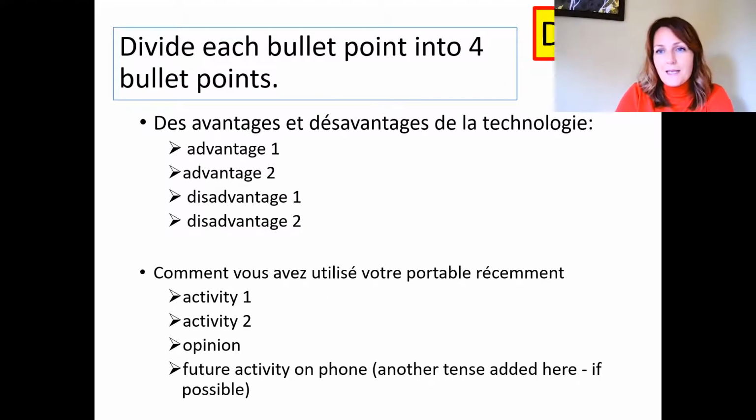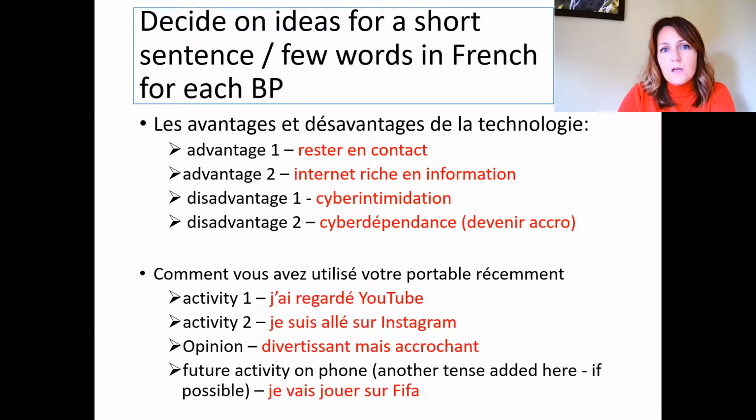So next, the D of the DIFOOP. You divide the bullet point up into 4 individual bullet points. Here we go. The first one, advantages and disadvantages, we've divided up into advantage 1, advantage 2, disadvantage 1, disadvantage 2. And then the second bullet point was how you used it recently. So 2 activities, an opinion, and maybe a future activity is the way that I've divided it up. But you could divide it up however you want to, as long as what you're talking about fits with that bullet point. So then, ideas is your I of DIFOOP.